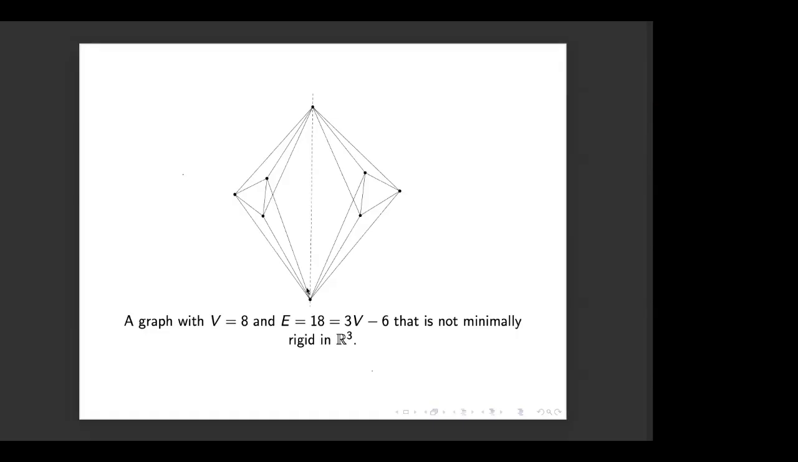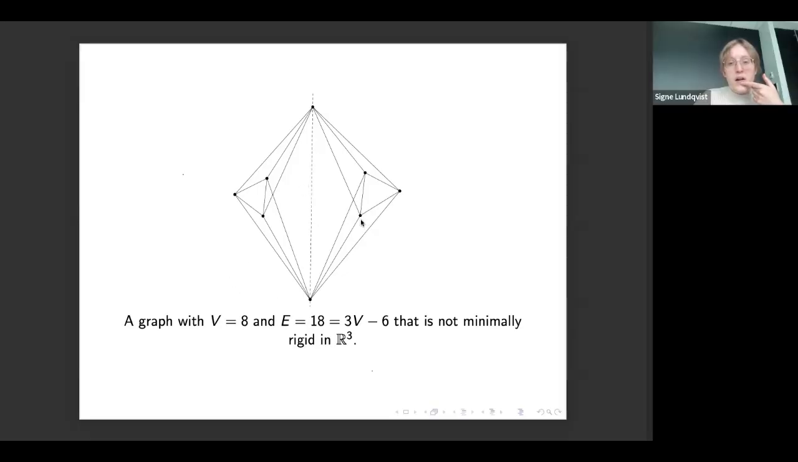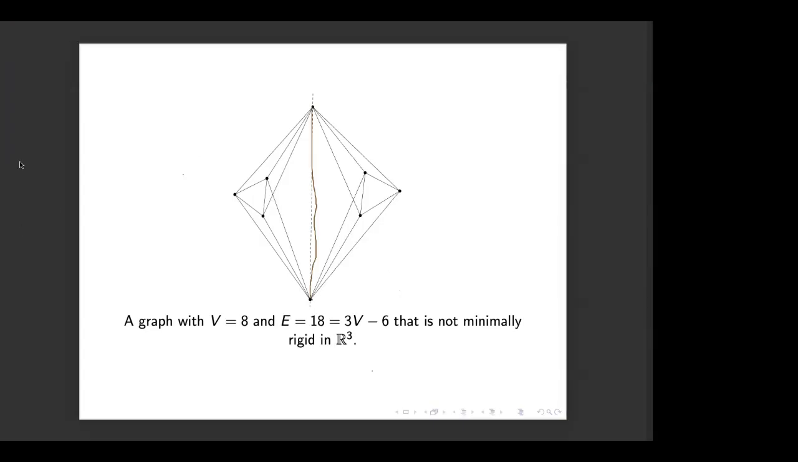So in some sense, this is maybe maximally flexible, or are there other edges you could add that would still leave it flexible? I think you could actually add any possible edge between the two triangles here and it will make it rigid. But if you add this edge, that will change nothing. It will still be flexible. Yeah. Thank you.